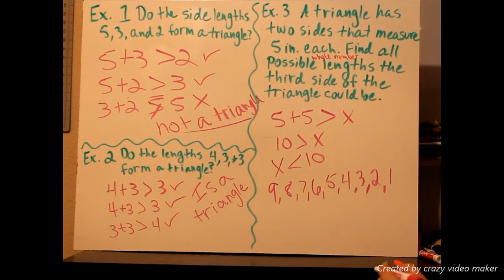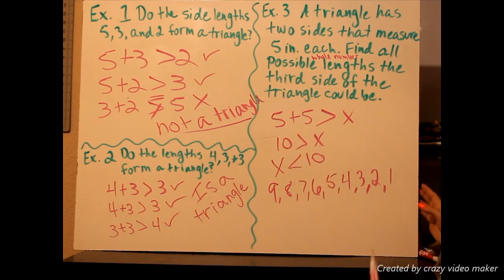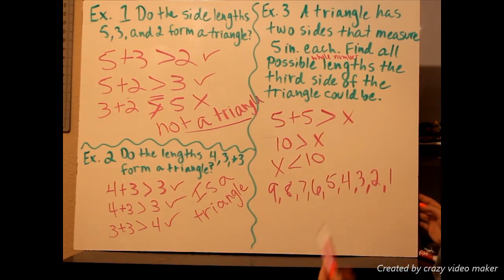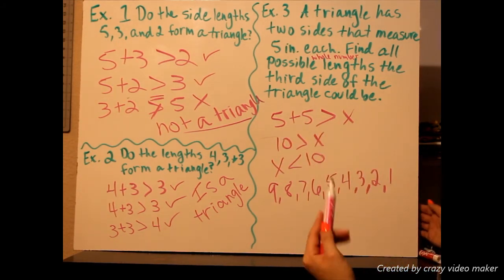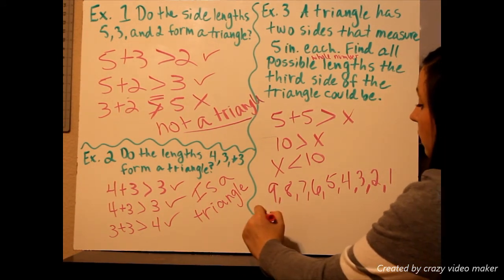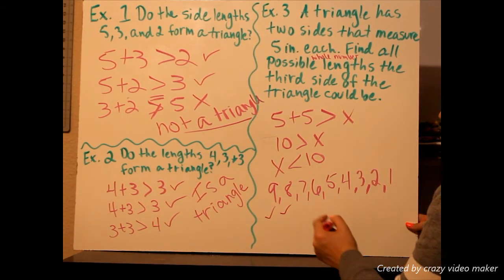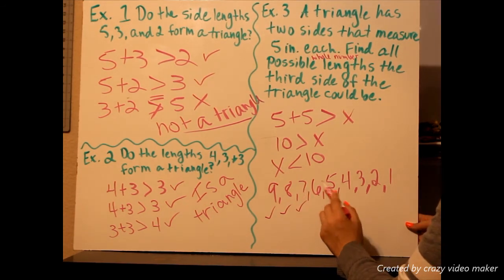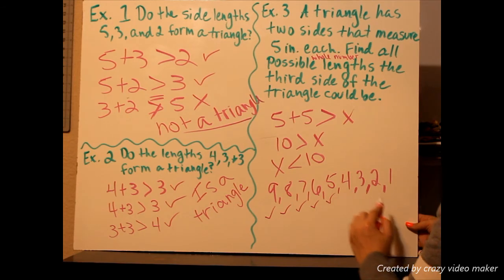And we're going to have to check out all these guys here. Just kind of run through. Since it's an isosceles triangle, because we have two sides that are the same, you're really only checking to see if you take this number and add 5 to it, is it going to be bigger than the other side, which is 5. So is 9 plus 5 greater than 5? Yes. Is 8 plus 5 greater than 5? Yes. Is 7 plus 5 greater than 5? Yes. 6 plus 5, is that greater than 5? Yes.